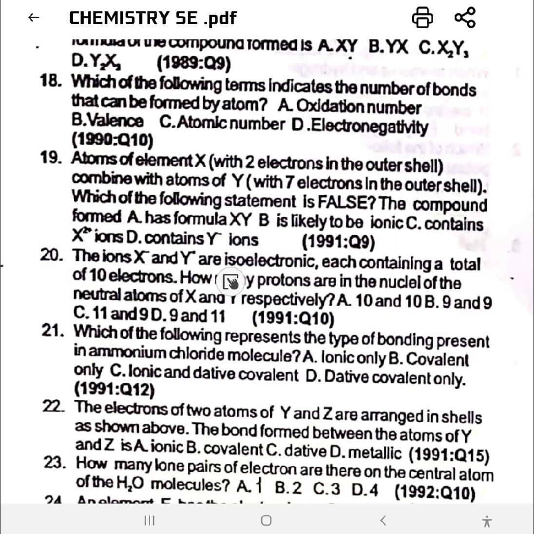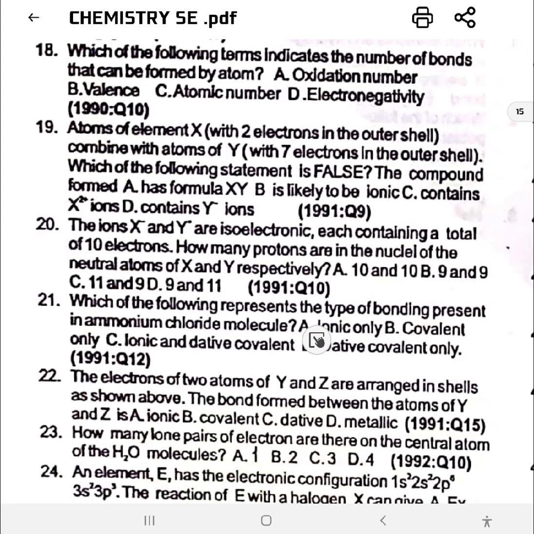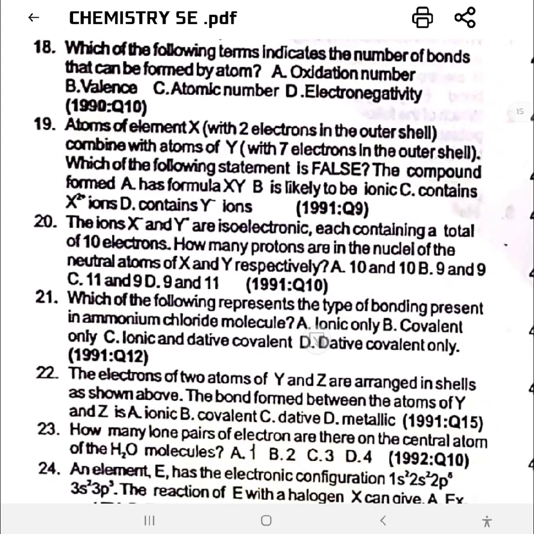Number 20. The ions X and Y are isoelectronic, each containing a total of 10 electrons. How many protons are in the nucleus of the neutral atoms of X and Y respectively? I'd like to demonstrate this with a video also.